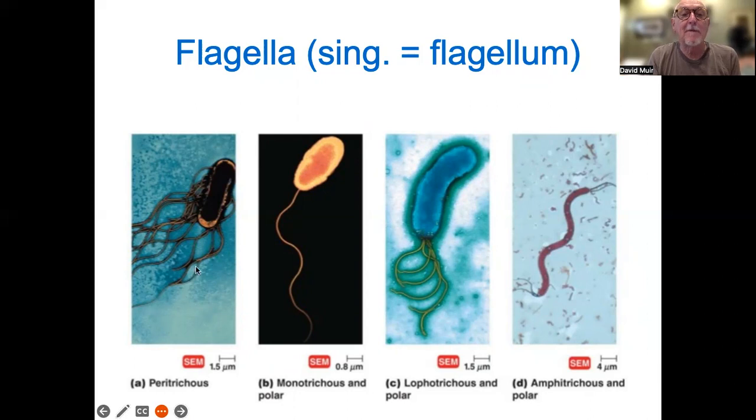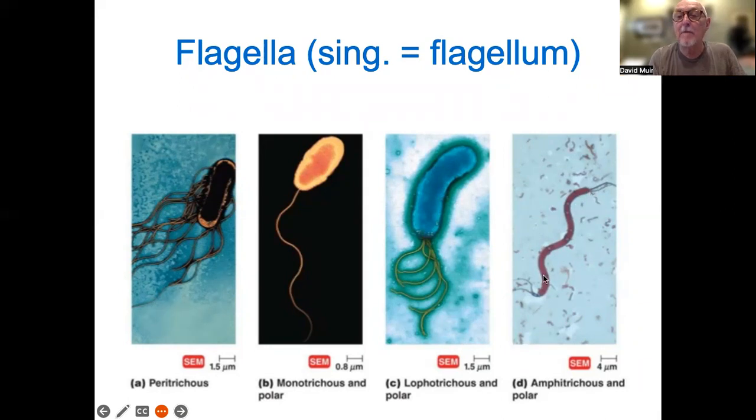So here, for example, this is very common. This is a cell with flagella all over, coming from all regions of the cell. And this is called peritrichous flagellation. This is called monotrichous flagellation. There's just one, and it is polar, coming from the pole of the cell. This is called lophotrichous. Lophotrichous means a bunch. So there are a whole lot of flagella here, and they are also polar. This is amphitrichous. That means at both ends.